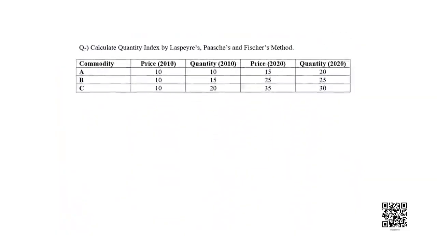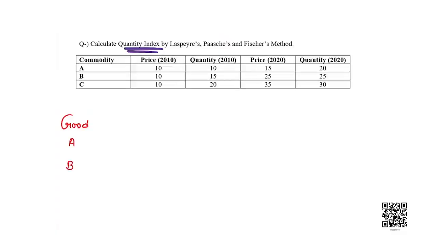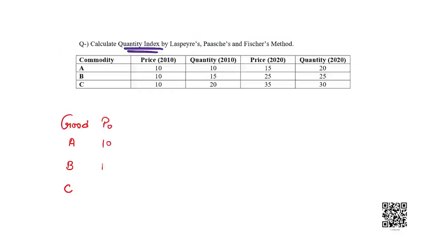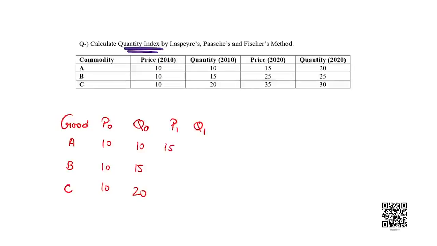Now, let's move on to our next type of questions, which calculates the quantity index by Laspeyres, Paasche's and Fisher's method. So, let's calculate the quantity index. So, we have goods as A, B and C. Now, we have price in 2010, quantity in 2010, similarly prices in 2020 and quantity in 2020. Taking 2010 as the base year, let's write the prices of the base year, which are 10 each. Quantities of the base year are 10, 15 and 20. Let's write the prices and quantities of the current year, which is 15, 25 and 35. And quantities are 20, 25 and 30.